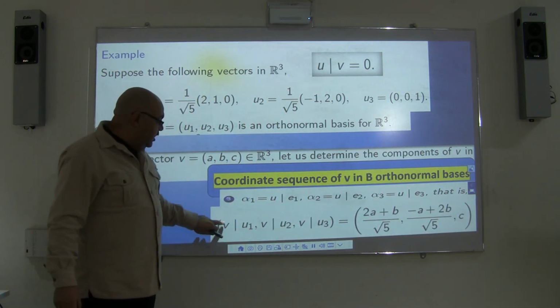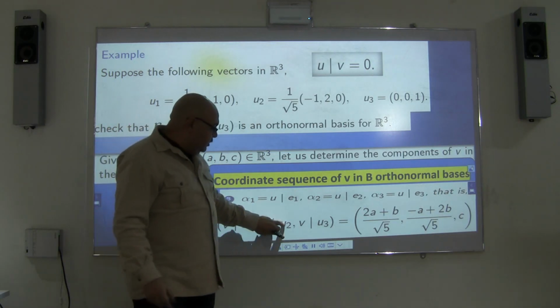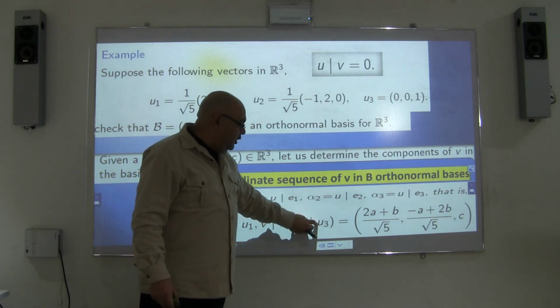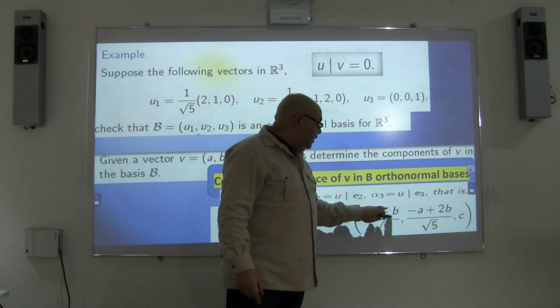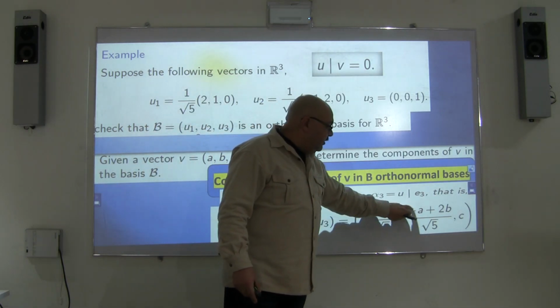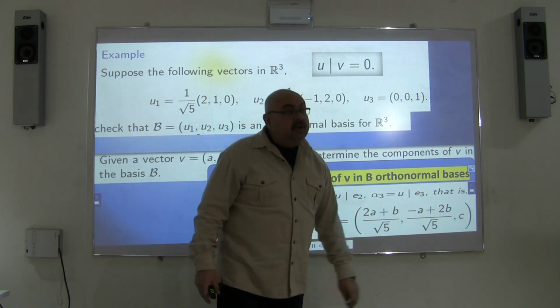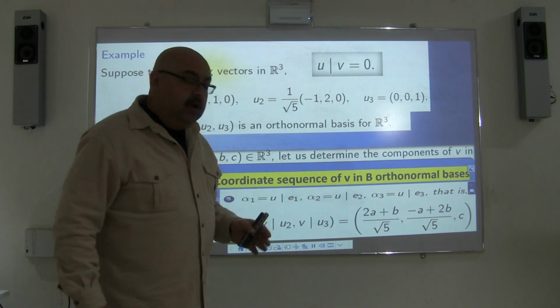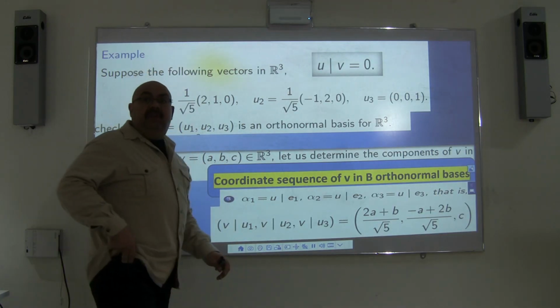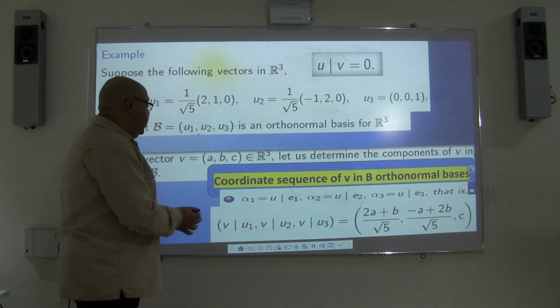So it's V dot U1, V dot U2 and V dot U3. Just multiplying them together, you will get 2A plus B over root 5, negative A plus 2B over root 5, and C, which are the coordinates of this vector with respect to this basis. Of course, this value is really very simple to grab.